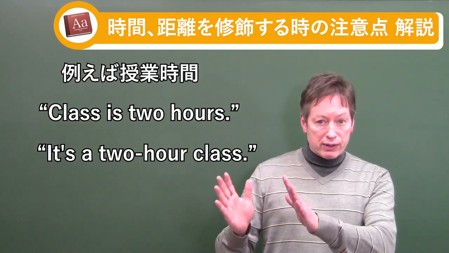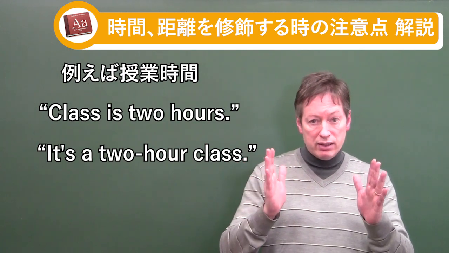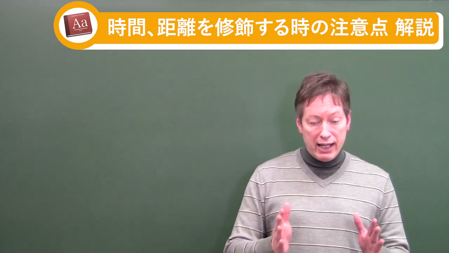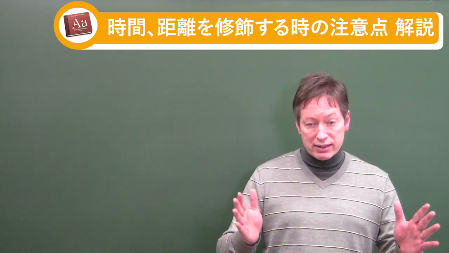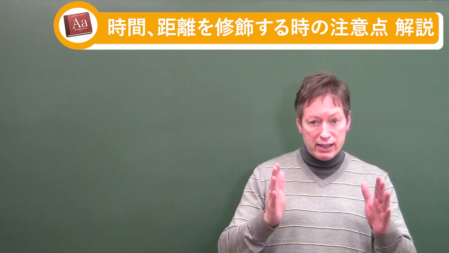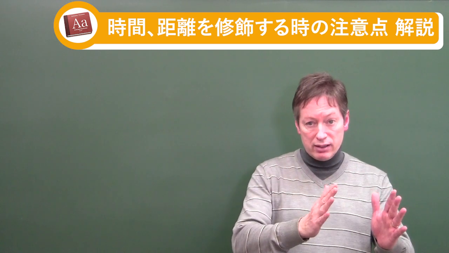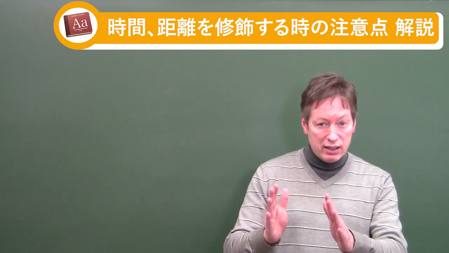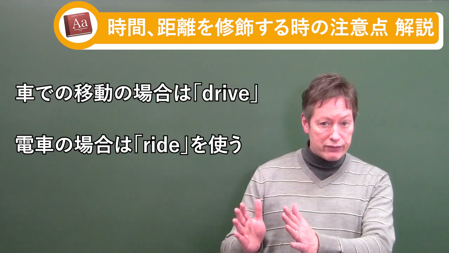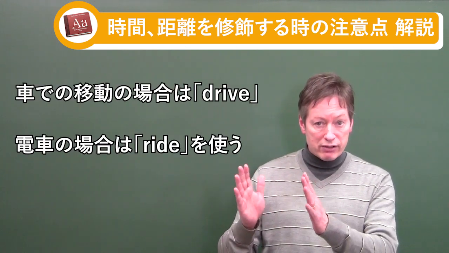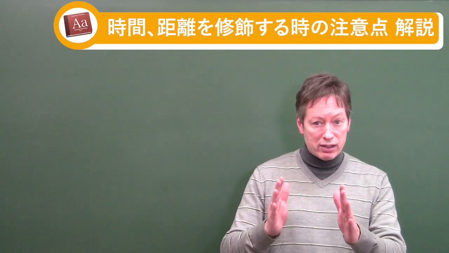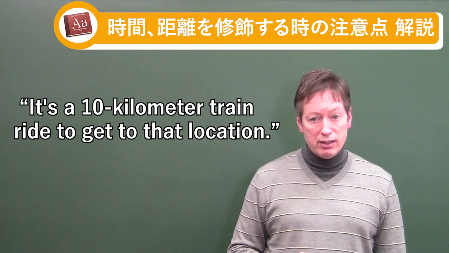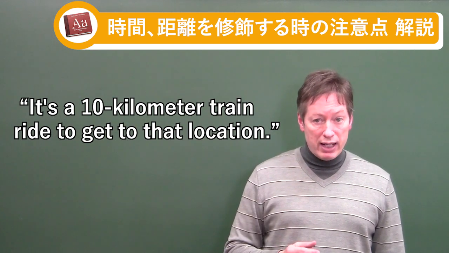So the class time. Class is 2 hours, or it's a 2-hour class. Age I did already. Length, distance as well. So it takes 10 kilometers to get there. So it's a 10-kilometer. Now, if I'm going by car, I'll say drive. If I'm going by train, I'll say ride. So it's a 10-kilometer train ride to get to that location. Everything will be okay in that situation.